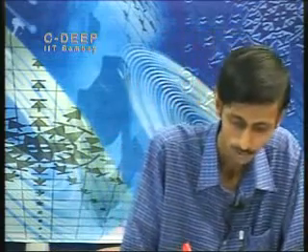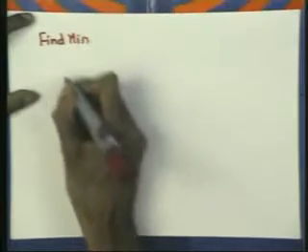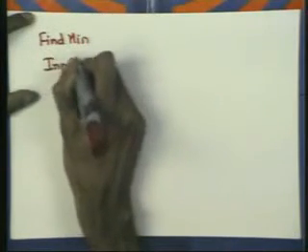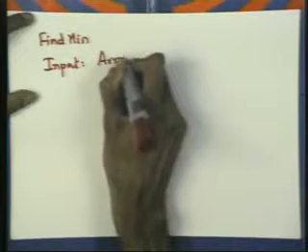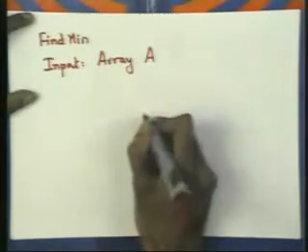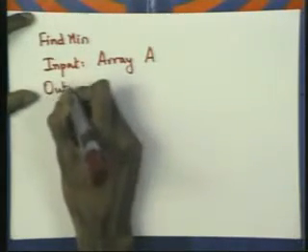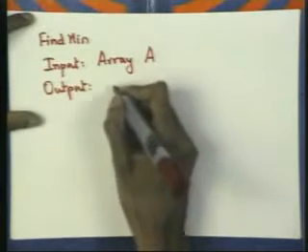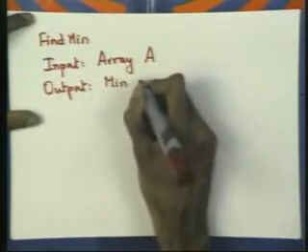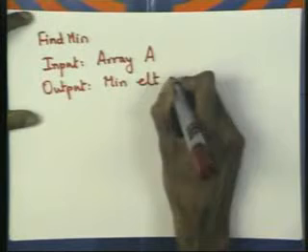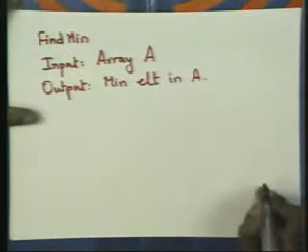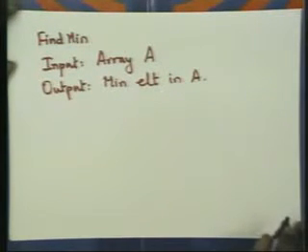The first example I would like to start with is finding the minimum element in an array. So the problem is find min. The input is an array A, and the output is the minimum element in A, an element whose value is the minimum.